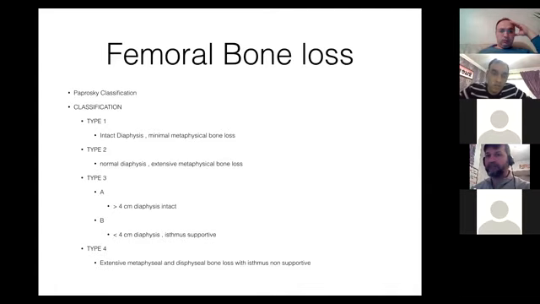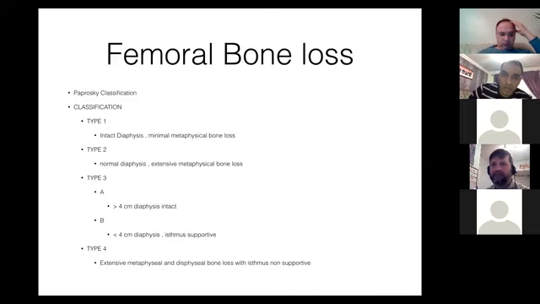So first of all, you need to look at the metaphysis. If there's a minimal loss of metaphysis, but the whole of the diaphysis is intact, it means type 1. If there is a severe loss at the metaphysis, but the diaphysis is still intact or normal, it means you can have a distal fixation. So I guess type 2. Type 3 is divided into two types, depending on whether there is more than 4 centimeters of diaphysis intact.